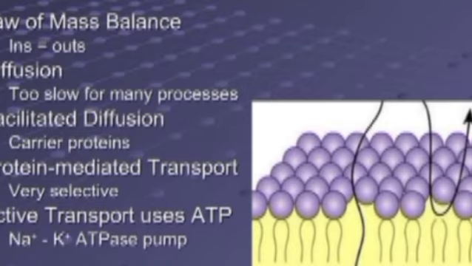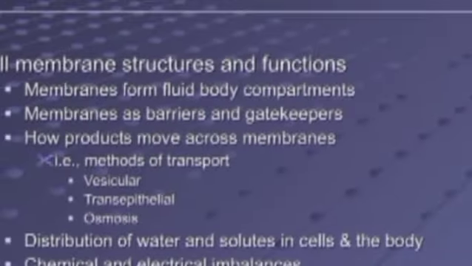Active transporters use ATP, like the sodium potassium ATP pump. They use energy; they want energy. This is called active transportation. And there is passive transport, which does not require energy.